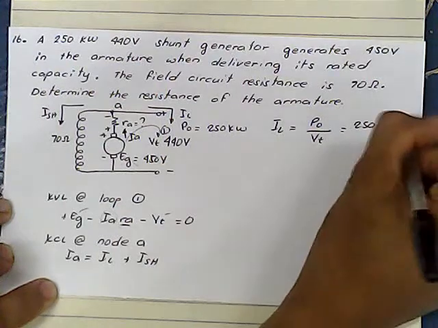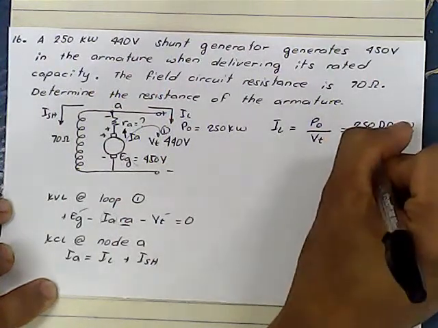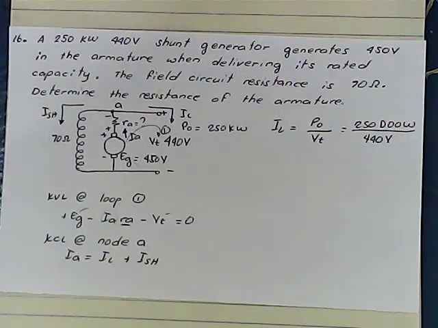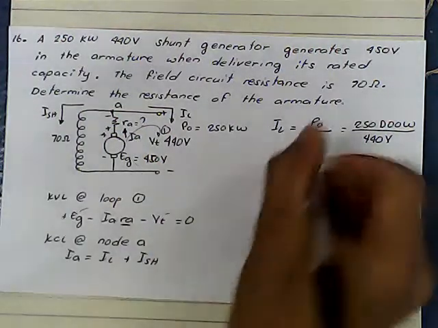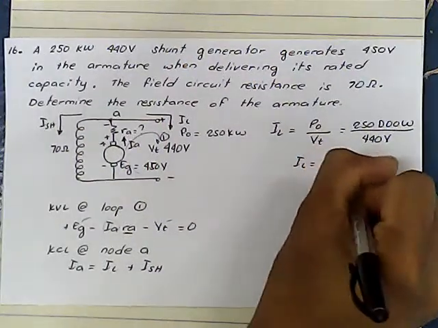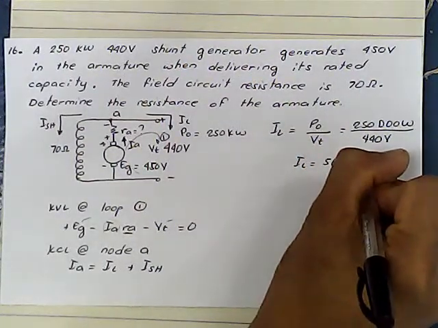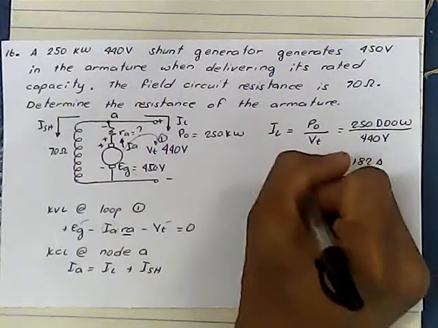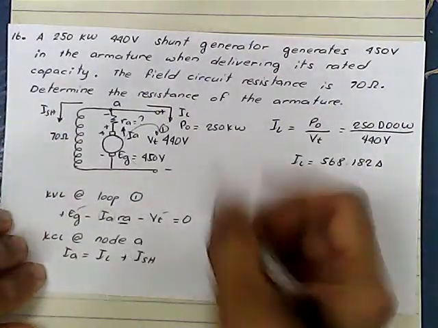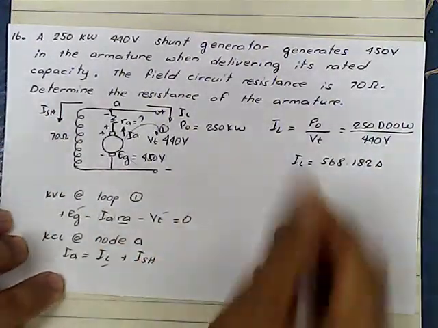Kunin po natin yung IL, yung load current, that is PO over VT, that is 250 kilowatts, or that is 250,000 watts divided by 440 volts. So 250,000, divide this by 440 volts. So this is given as IL is equal to 568.182 amperes.